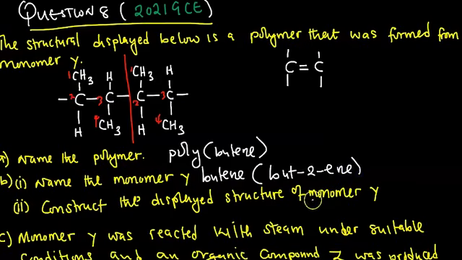Construct the displayed structure of monomer Y. So monomer Y, that is when now you are going to know the importance of writing it like this, because you are going to know where the double bond is going to be. So in this case, it will be at carbon number 2. How do I know that it was at carbon number 2? Look at this. Whatever is breaking here, this was the double bond. So even here, this was the what? The double bond. Now look at this. We have 1, 2, 3, 4. So the double bond was carbon 2. The double bond is at carbon 2. So that is how you look at it.